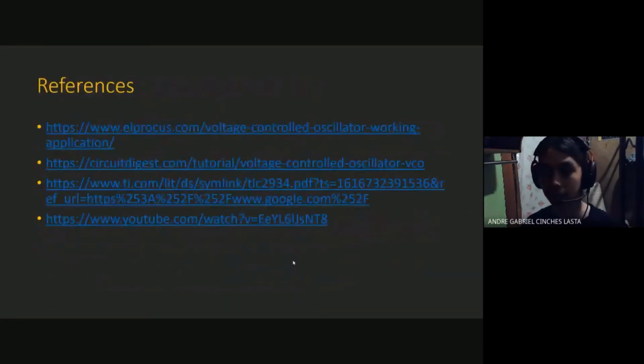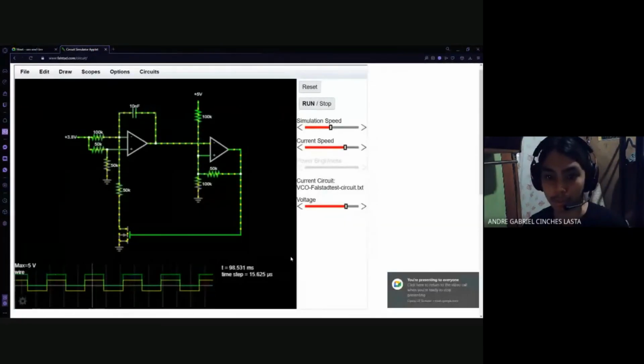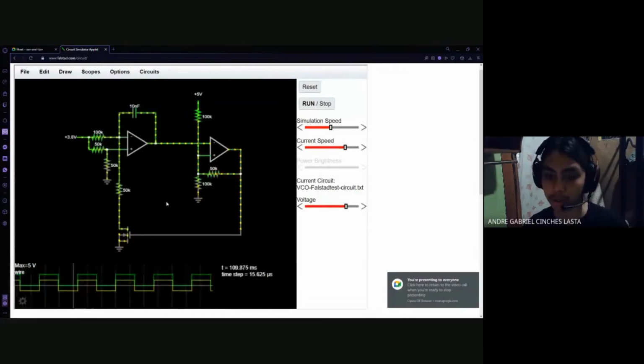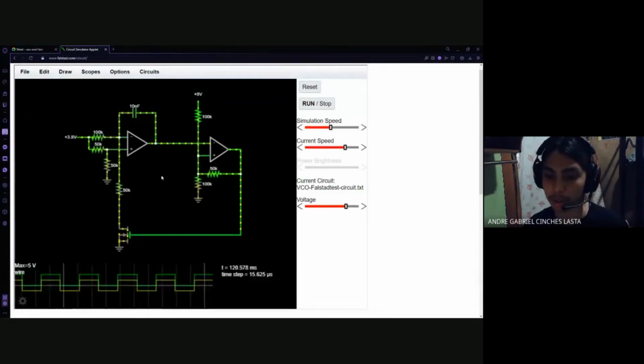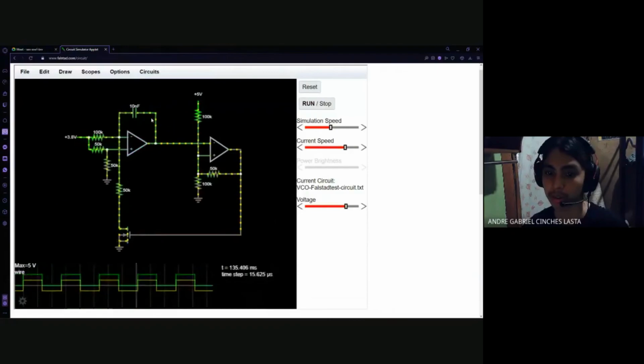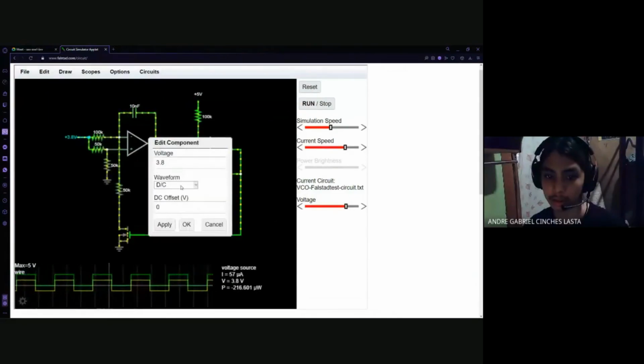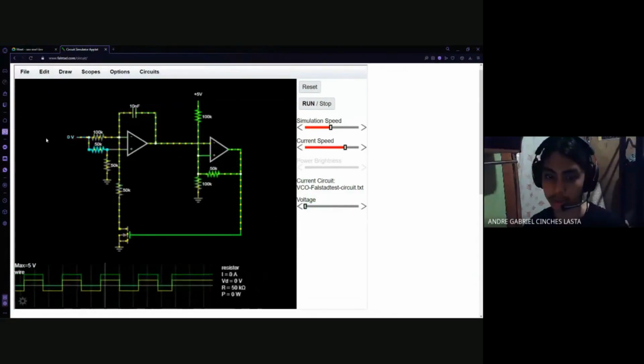Now, before I end this presentation, I have a small demo of a voltage controlled oscillator circuit working in action. So here we have our voltage controlled oscillator, a very simple circuit. We have two op amps, a single MOSFET, a single capacitor, and a few resistors. Here we have our supply voltage, 5 volts, and here is our input voltage, and this is ranging, I think, from 0 volts all the way to 5 volts as well.